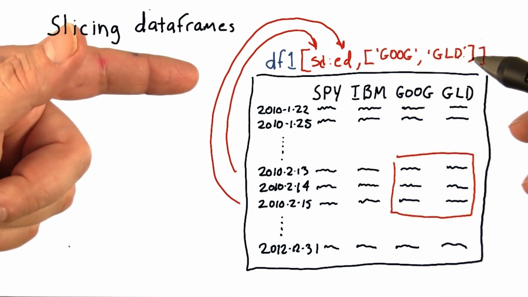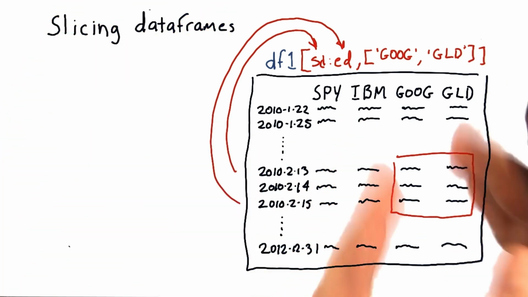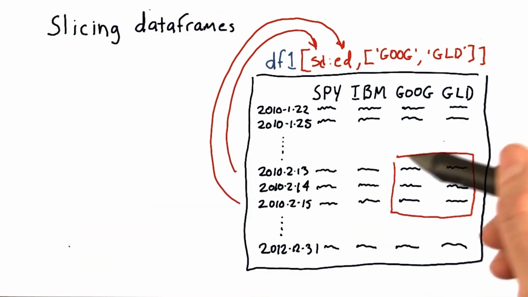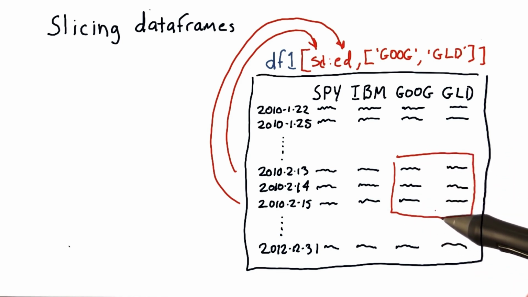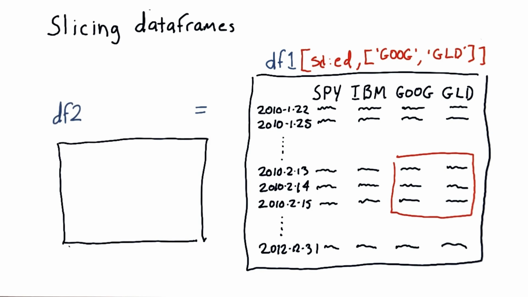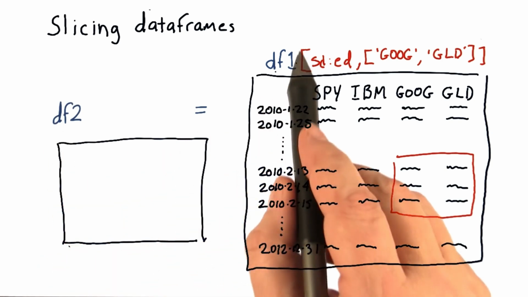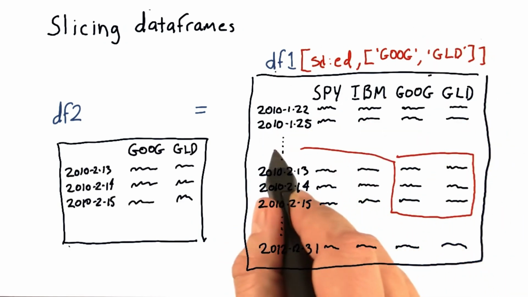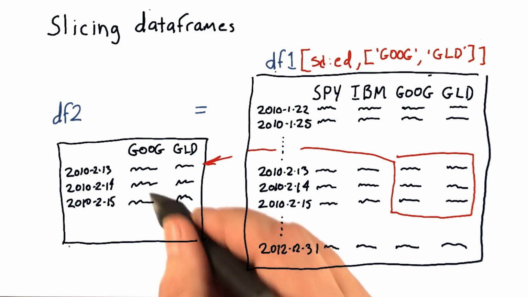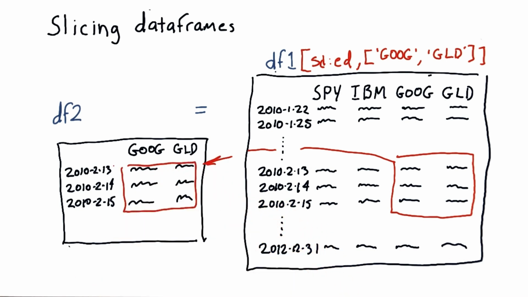So this statement will extract these rows and these columns and leave you just with this subportion or slice of df1. So if we were to execute this statement, df2 equals df1 and then this additional syntax, we will end up with this little morsel of data right here in our new data frame.